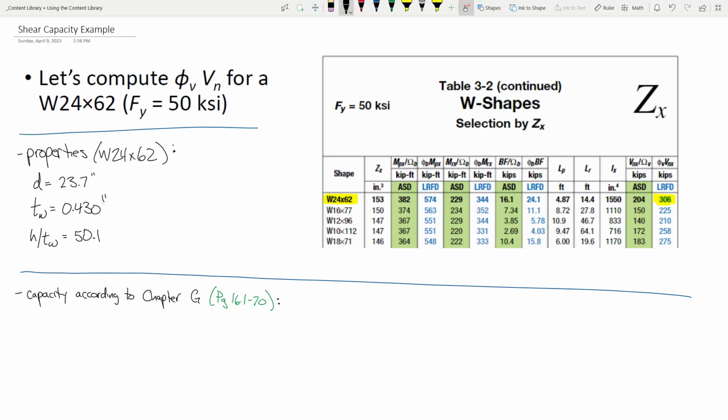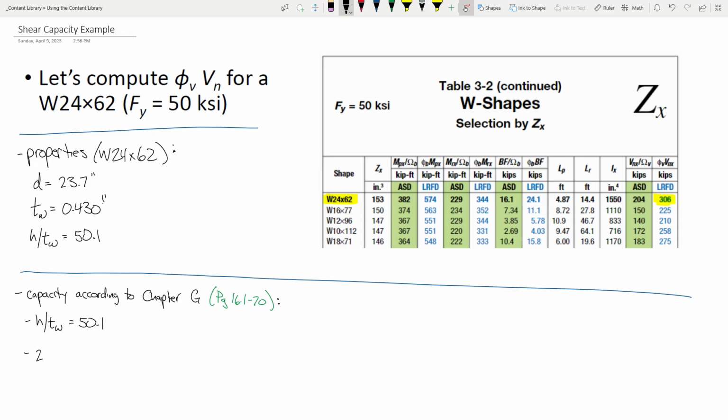All right, the nominal shear strength of the web is this equation right here, okay? And then if you go on to the next page, it says for webs of rolled I-shaped members that meet this parameter, H over TW less than or equal to this, phi is 1 and CV is 1. So let's see if that's the case. So we know that H over TW is 50.1.